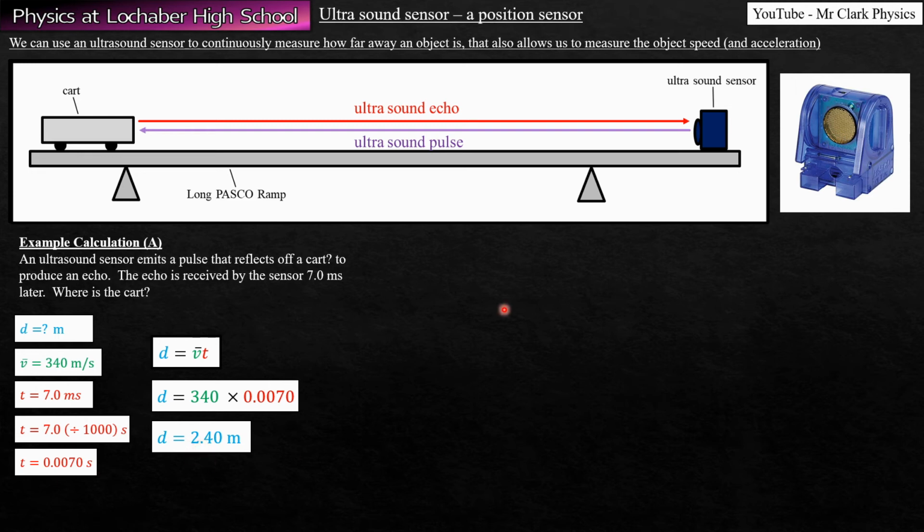Now you have to be a little bit careful here. This means that the sound signal has traveled 2.4 meters in the time quoted here. That doesn't mean the car is 2.4 meters away, it means it's half of that distance. So in this case, it's 1.2 meters, 1.20. Normally in a test or an exam, you'd get 3 marks for the first part of this calculation, and this last bit would give you an extra one.